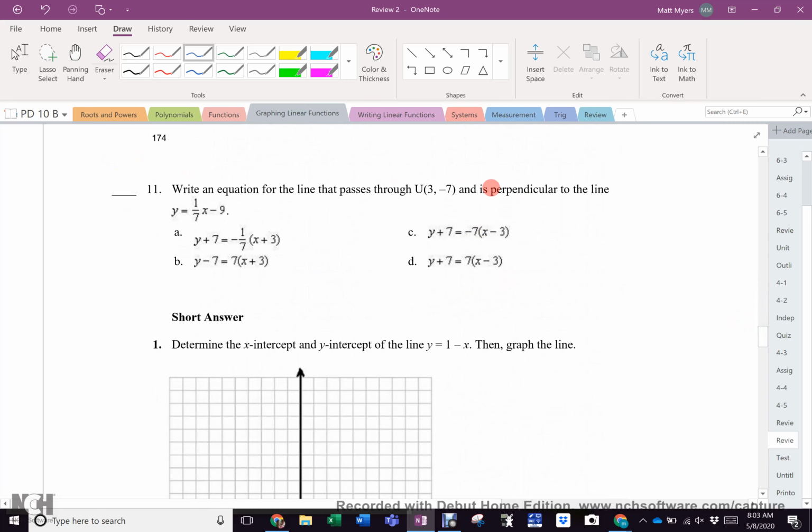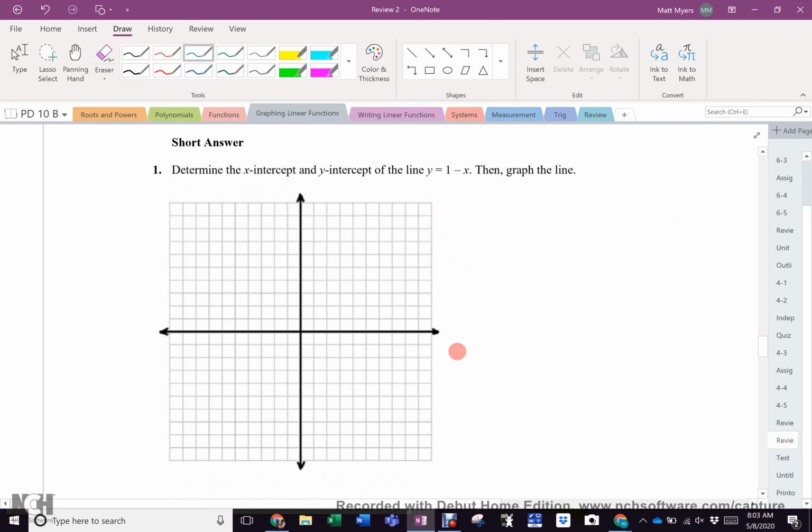And number 11, perpendicular to this. So I take 1 over 7. I reciprocate to 7 over 1. And I opposite sign to negative 7 over 1, which I, of course, write as negative 7. So I need a slope of negative 7. And when I look through here, positive 7, negative 1/7, negative 7. Oh, it's C. I don't even need to check the x and the y because I know I needed a negative slope. But I will anyway. X has to be negative 3. And y has to be negative 7, which is positive 7.